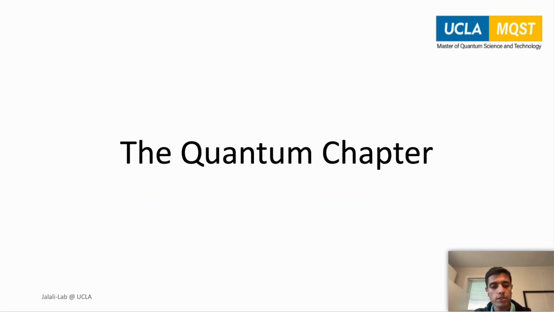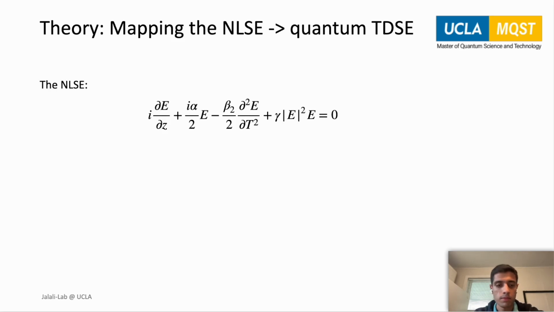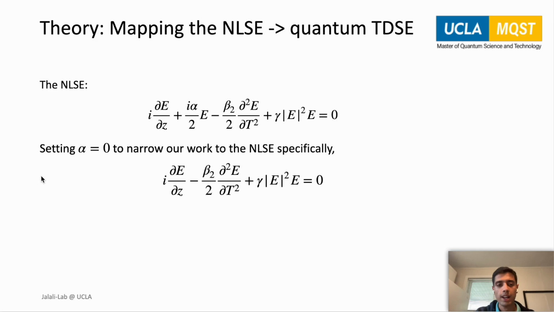Therefore, we have achieved a new result in the domain of fiber optics. Let us see how we can further make use of it in quantum science. By following a simple procedure, one can obtain a mapping between the classical nonlinear Schrödinger equation and the quantum time-dependent Schrödinger equation. So here in front of you is the nonlinear Schrödinger equation. In this, we set alpha to 0 as before to narrow our work to the no fiber loss case, and then the NLSE becomes the following equation.